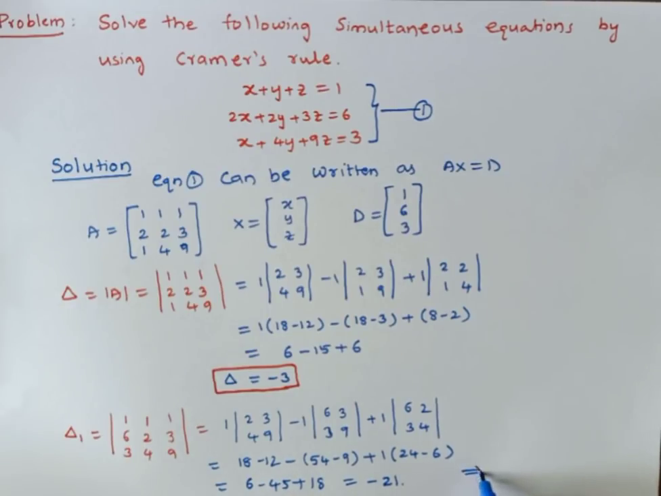So this implies the value of delta 1 is equal to minus 21.